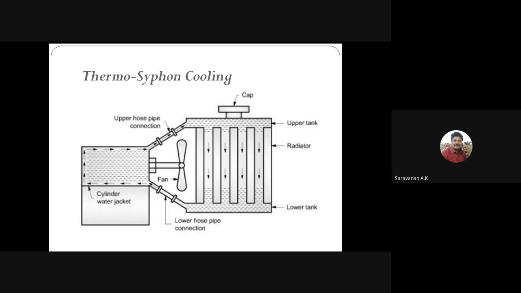The system consists of a radiator. You can see the diagram. It has two tanks, one is the upper tank and one more is the lower tank. The upper tank and lower tank are connected to the water jacket of the cylinders respectively through flow pipes. Will the diagram be clear? You can see the diagram.